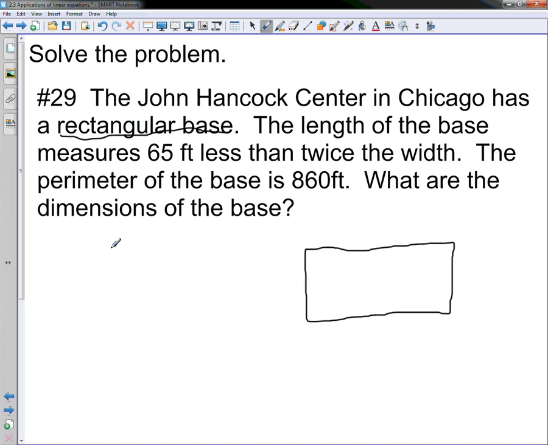What are the dimensions of the base? Okay, so we need to figure out what perimeter is first. So let's talk a little bit about perimeter, and then we'll come back to the rest of it. So perimeter means the distance around our shape. In this case, we're dealing with a rectangle. So we have a length, we have a width, we have another length, and we have another width. So the perimeter is equal to adding all of these up.